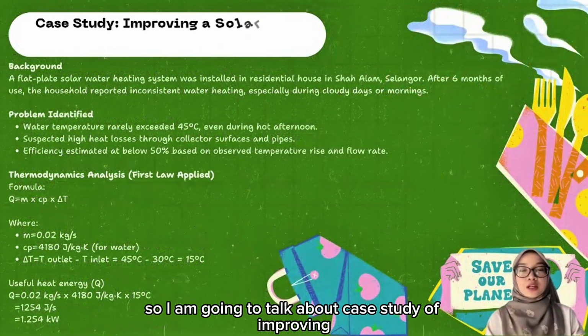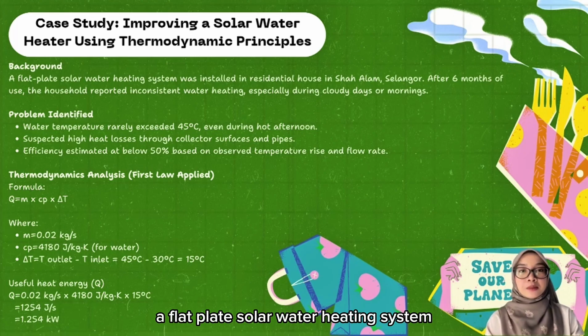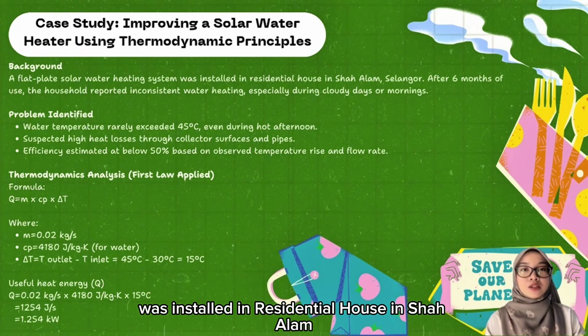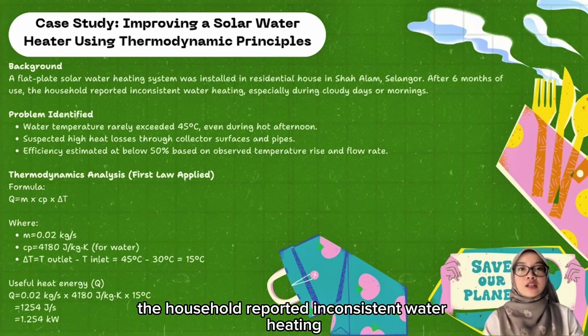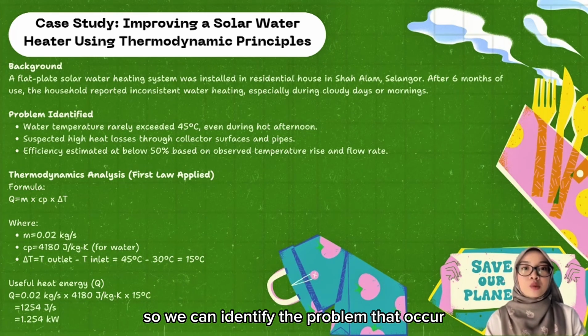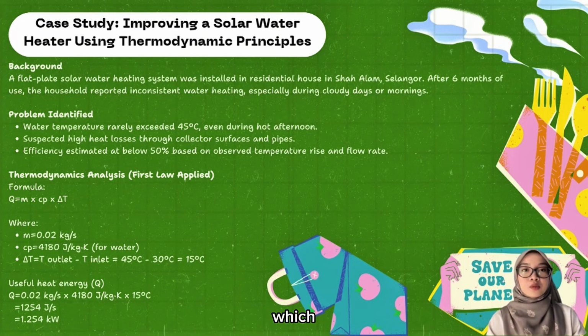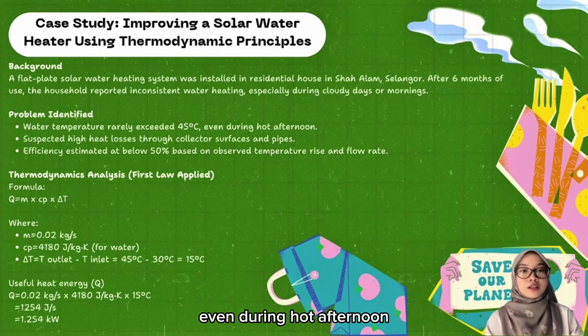So, I am going to talk about a case study of improving a solar water heater using thermodynamic principles. A flat plate solar water heating system was installed in a residential house in Shah Alam, Selangor. After 6 months of use, the household reported inconsistent water heating, especially during cloudy days or mornings. So, we can identify the problem that occurred, which is that water temperature rarely exceeded 45 degrees Celsius, even during hot afternoons.